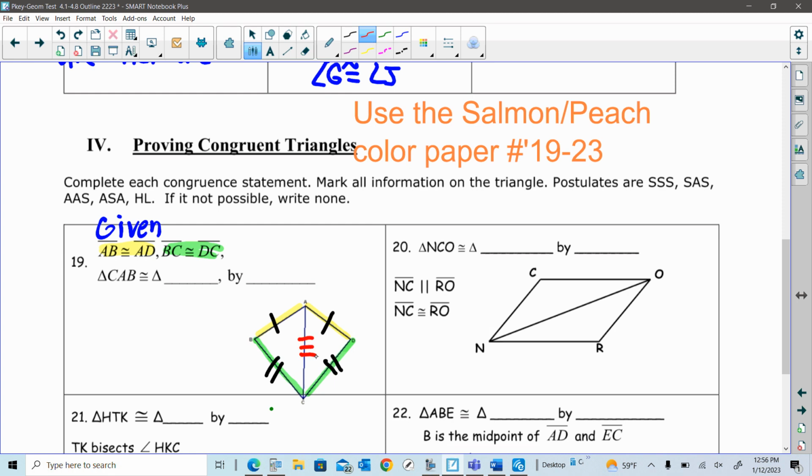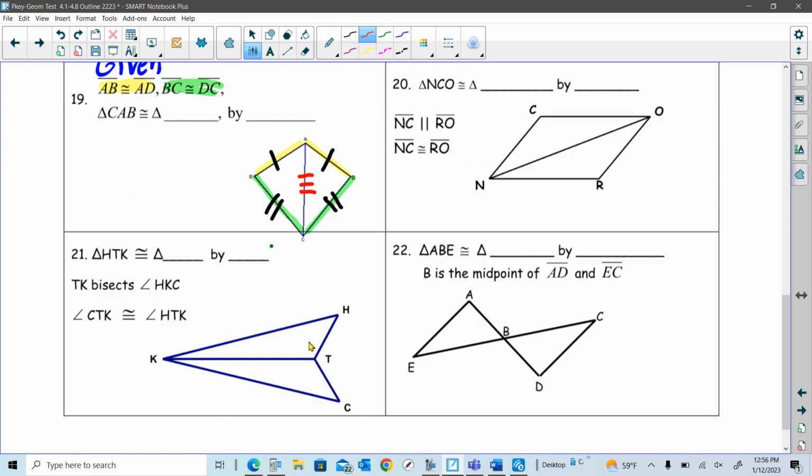So would these triangles be congruent? Yes, by SSS. So this is what I'm checking. I'm checking your markings, checking your blanks. So make sure the order's listed correct. If I say triangle CAB, okay, CAB, this would have to be CAD. Very good.